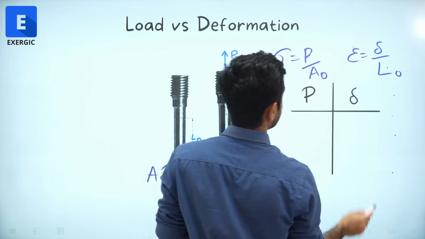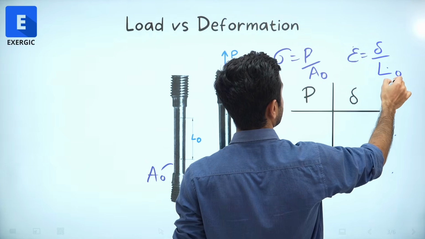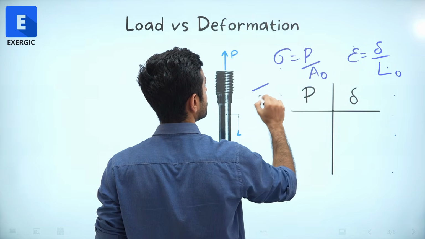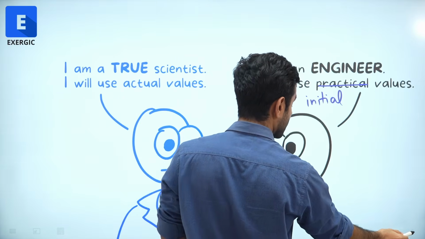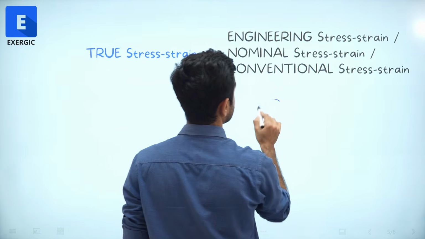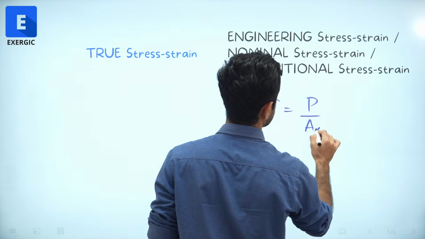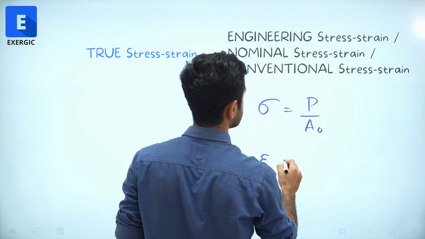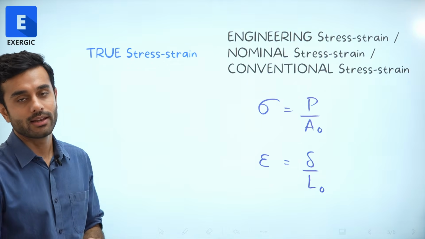When you use the initial value of area for calculation of stress and the initial value of length for calculation of strain, this stress is called engineering stress. This strain is called engineering strain, or conventional or nominal stress. So engineering, nominal or conventional stress means load divided by initial area, and same for strain. Engineering strain, nominal strain or conventional strain means deformation divided by original, initial length.